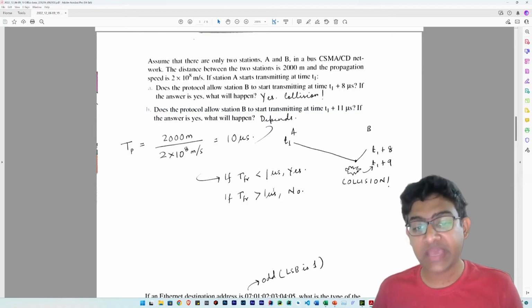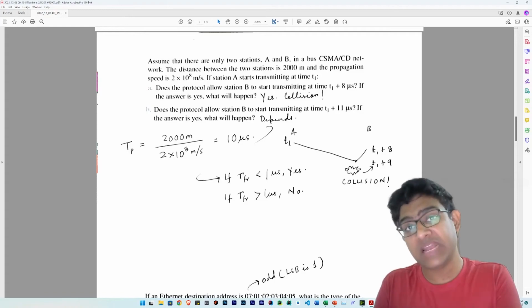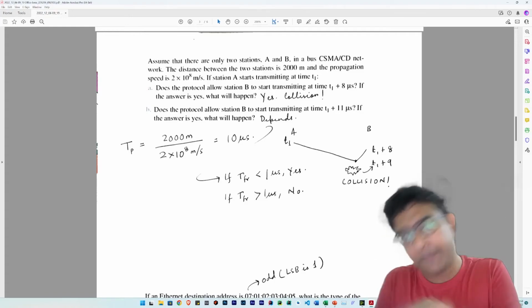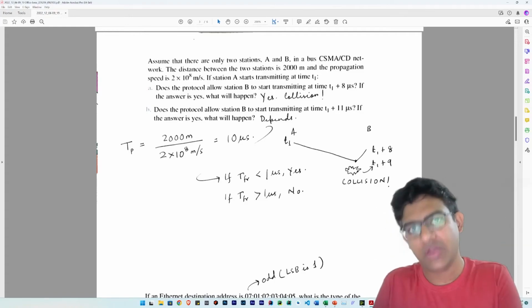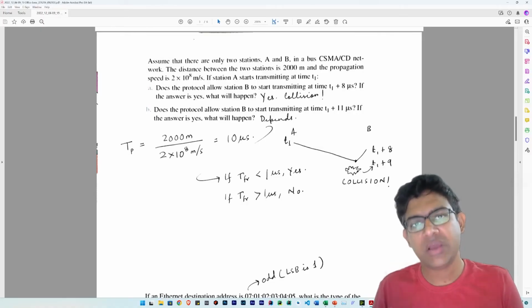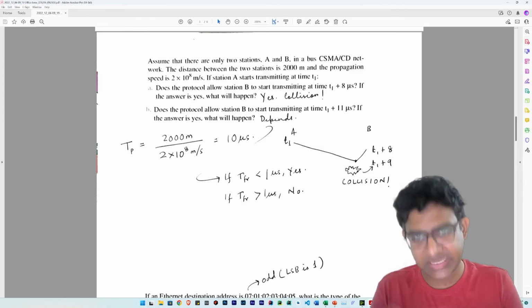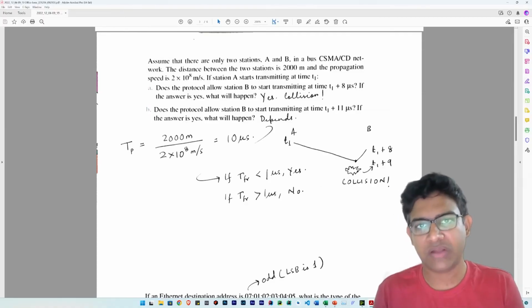But if the frame size is more than 1 microsecond, then at T1 plus 10, the frame will reach B, and at T1 plus 11 also, A's frame would still be around B. So when B senses the carrier, it finds the channel to be busy with A's data. So it cannot start to transmit. In CSMA, we do not allow that. We first sense the carrier, and only if it is idle can we think about transmitting, depending on the persistence methods, right?